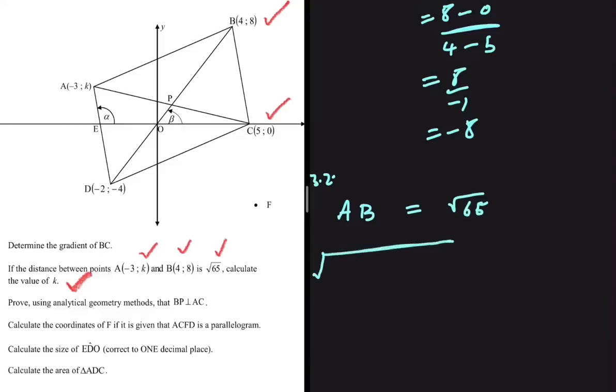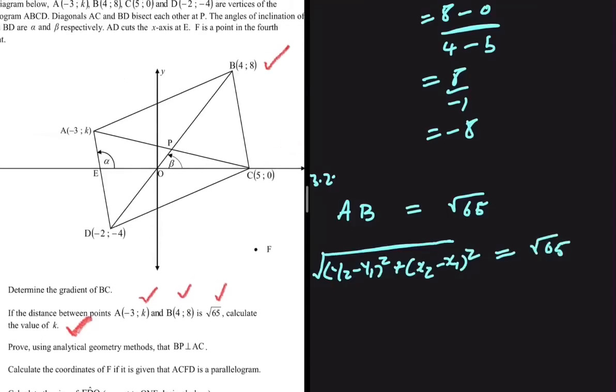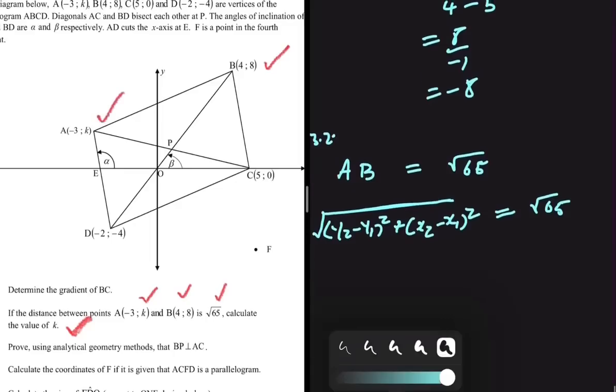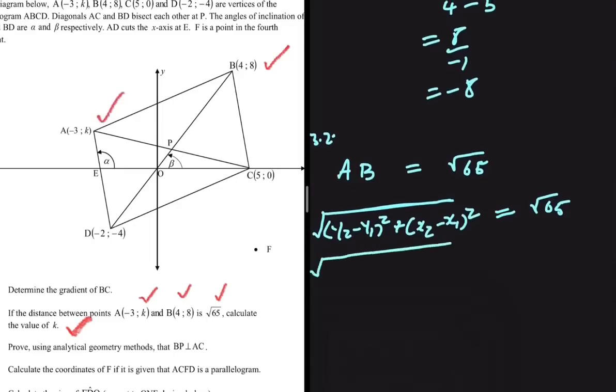If we do that, we're going to have y2 minus y1 squared plus x2 minus x1 squared being equal to square root of 65. So when we substitute the coordinates of A and B, the only unknown variable we're going to have is K, and that is how we are going to find it. Let's go ahead and do that. So if we take B as our second coordinate, y2 is going to be 8, and then y1 is going to be k. We square that plus x2, that is 4, minus x1, which is minus 3.